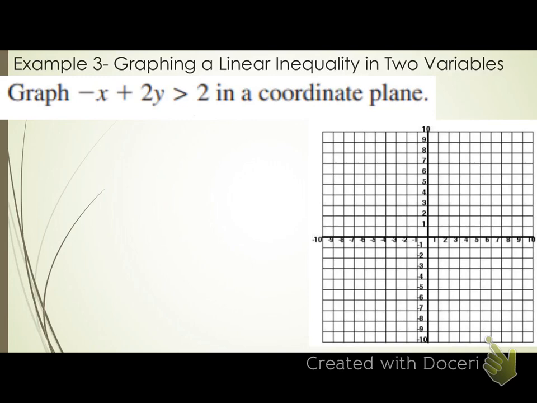Here we go. Here's an example with two variables. Graph negative x plus 2y is greater than 2 in a coordinate plane. What's the easiest way to graph a line? What form? Slope intercept. I would agree with that. So what do I need to solve for here? I need to get y by itself. What would be my first step to do that? Add x to both sides. 2y is greater than x plus 2. How do I get y by itself now? Divide by 2.